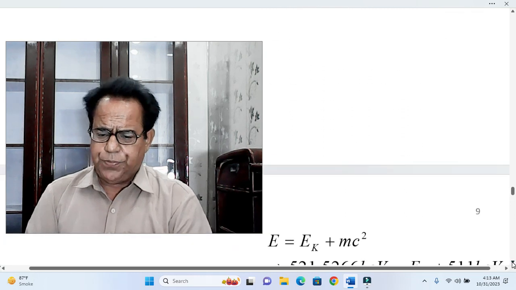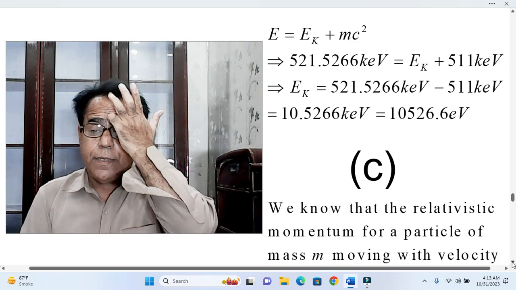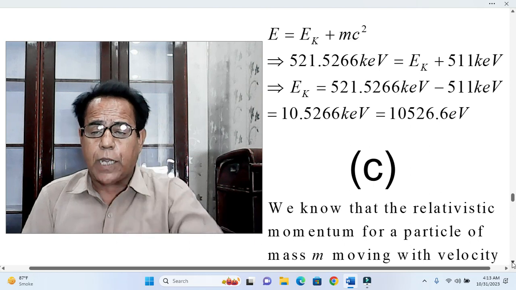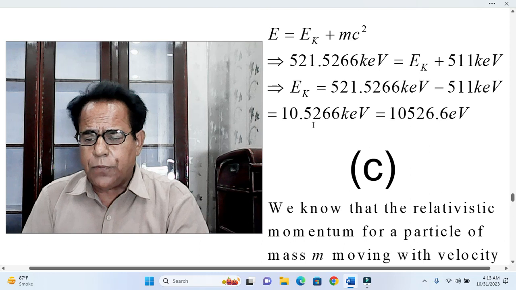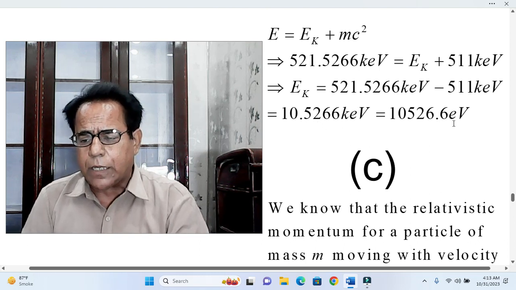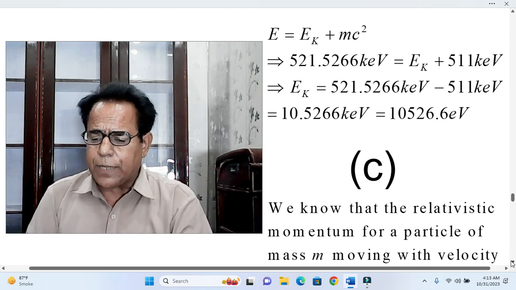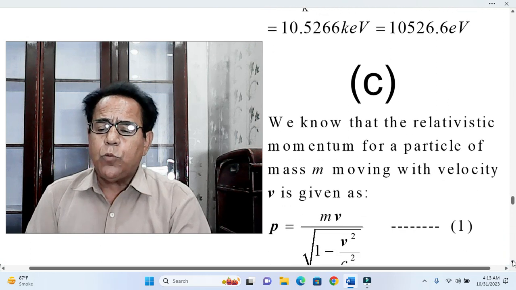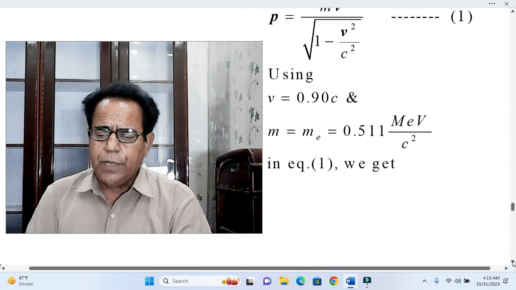Okay, now total energy is equal to kinetic energy plus rest mass energy, and from here we have found kinetic energy, which has become equal to 10.5266 kilo electron volt, and we have further converted it into electron volt. This last step is not necessary, it is just a matter of discretion. Now we come toward part C. Again the copy paste facility is being utilized.